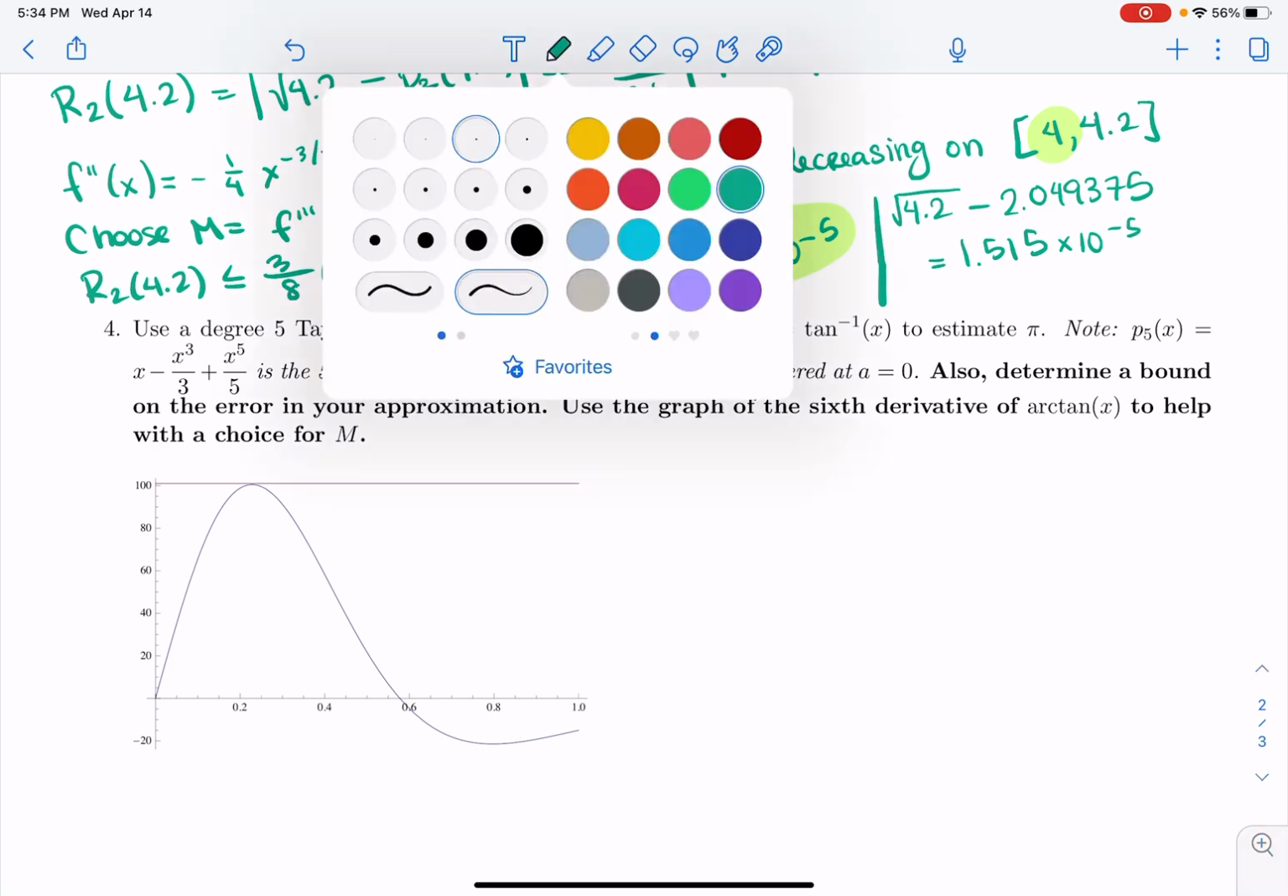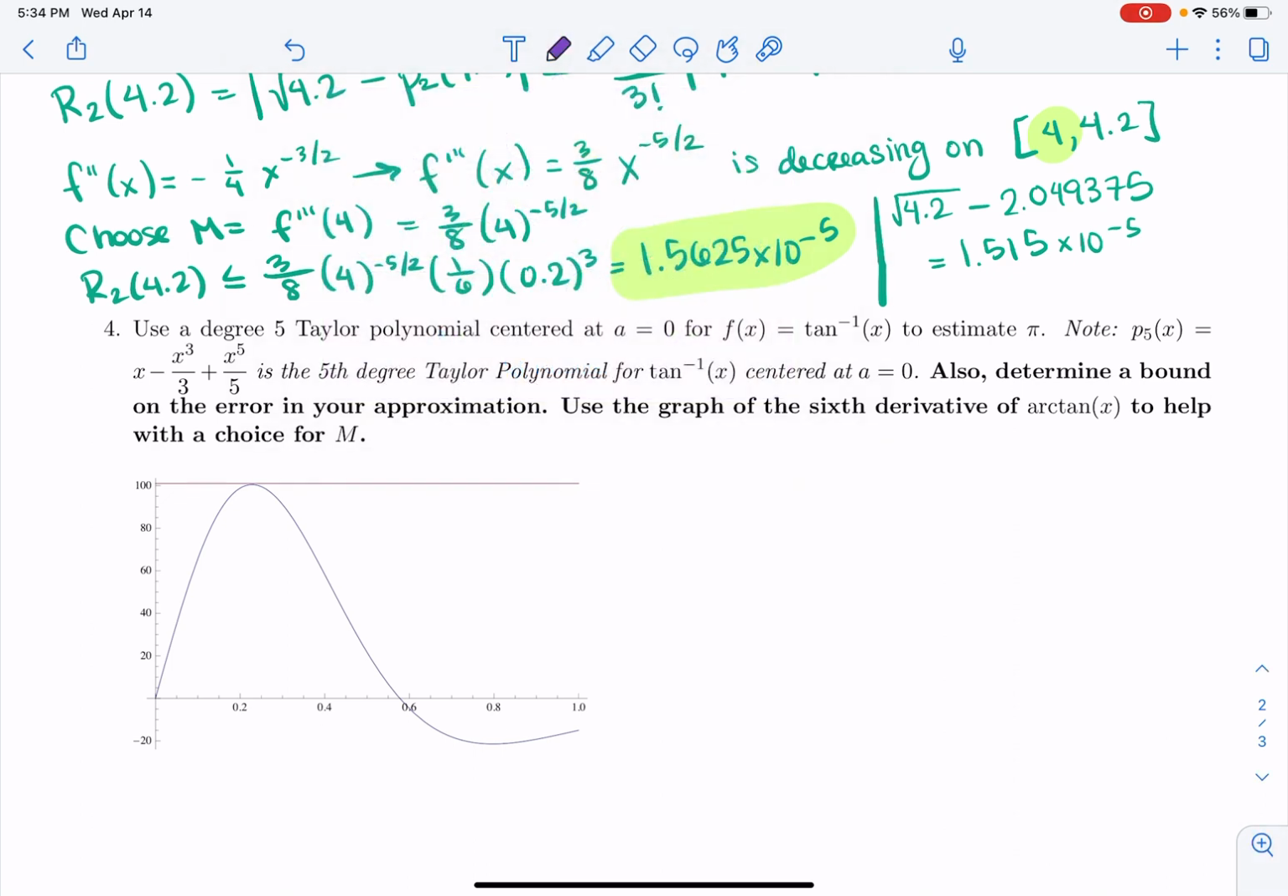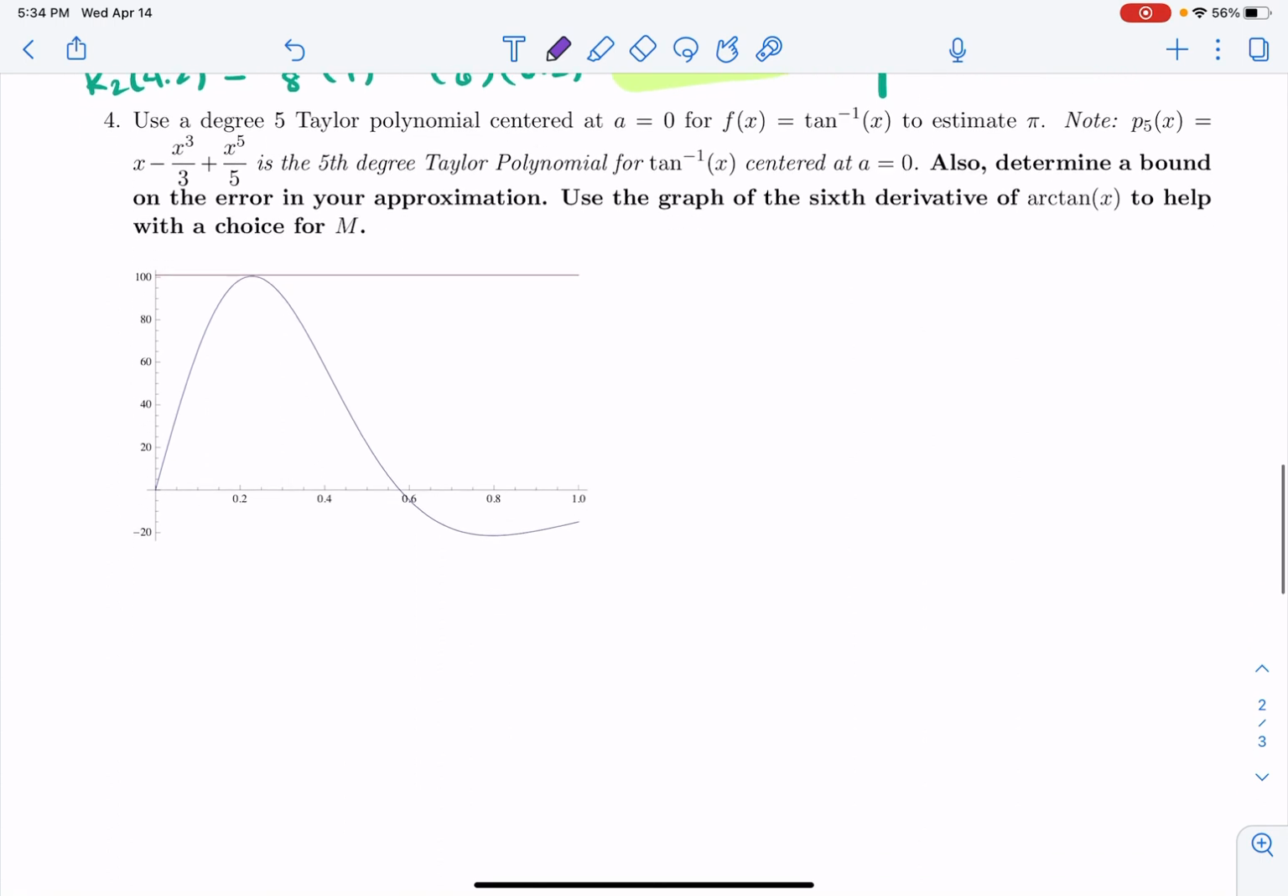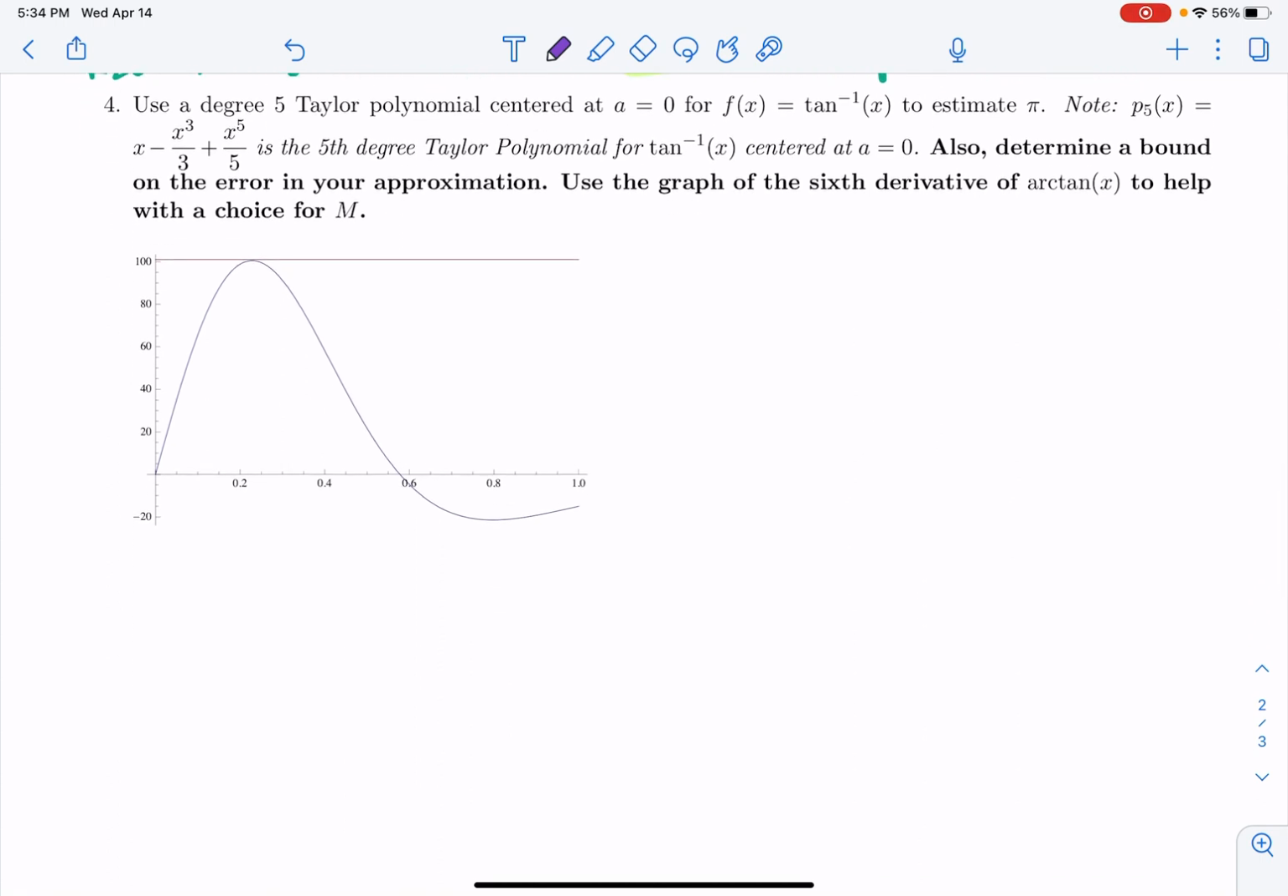All right, one more. Let's look at number 4. Use a degree 5 Taylor polynomial centered at a equals 0 for f of x equals inverse tangent of x to estimate pi. Note that p5 of x is equal to x minus x cubed over 3 plus x to the 5th over 5. And then determine a bound on the error in our approximation.